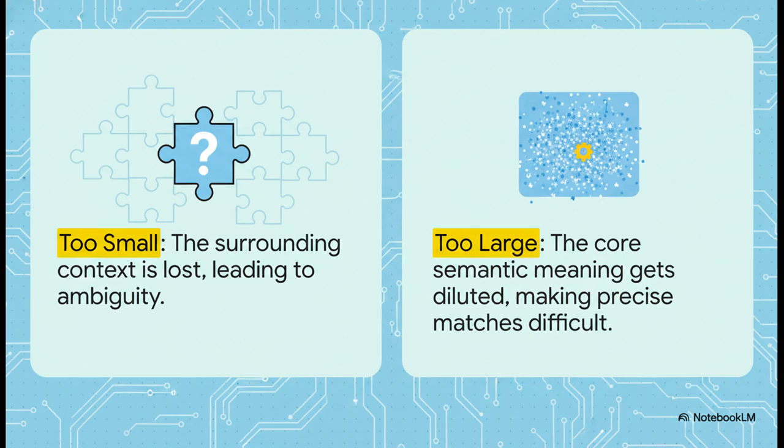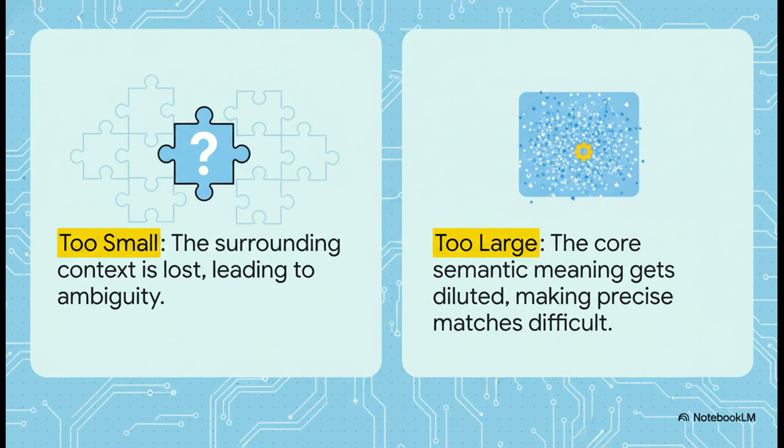And this slide just nails the core dilemma. It's a balancing act. If your chunks are too small, you rip a sentence completely out of its surrounding context and the meaning gets lost. But if your chunks are too large, you dilute the core idea with a bunch of other noise, making it really hard to find a sharp, precise match.